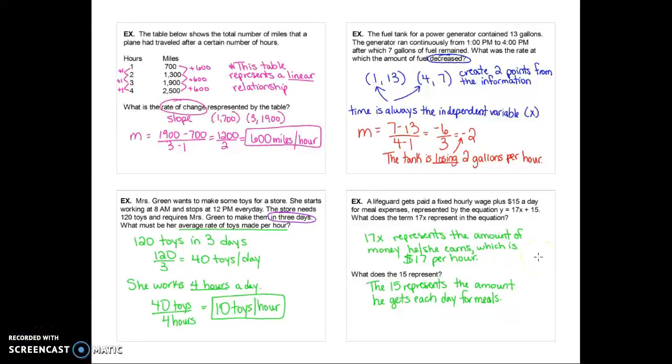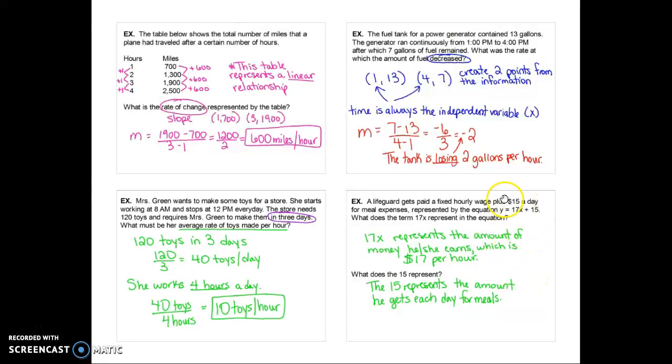Okay, in this last example, they give you an equation. Okay, y equals 17x plus 15, and they explain it to you. But we want to figure out what the term 17x actually represents in the equation. So she gets paid a fixed hourly wage plus $15 a day for meal expenses. So that 17x is her fixed hourly wage. It's how much she earns per hour because it's 17x, so it's 17 times the number of hours that she works. The 15 then represents the amount that he or she gets each day for meals.